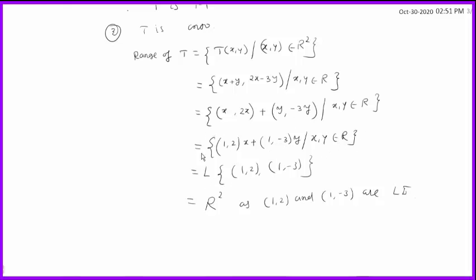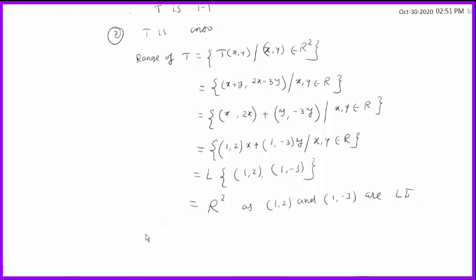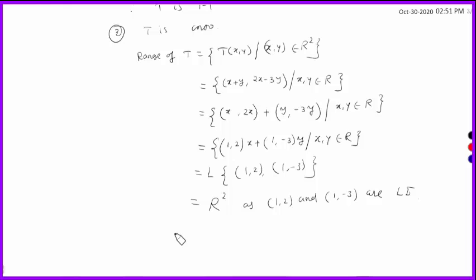When you recall the definition of a linear span or linear combination of vectors, this is just the span of (1, 2) and (1, minus 3). It can be easily checked that the vectors (1, 2) and (1, minus 3) are linearly independent. If these are linearly independent, then the space spanned by these two vectors is nothing but the whole vector space R2. So the image of T is the whole R2, therefore T is onto.